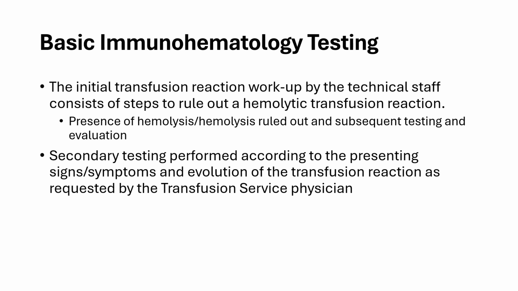For the clerical check, we're going to ensure proper patient-to-unit identification. We're also going to do a direct antiglobulin test, or DAT, the Coombs test. If it's positive, it may suggest an immune-mediated hemolysis. We're going to repeat the ABO and Rh typing on the post-transfusion specimen. As for the interpretation of the initial workup, if hemolysis is confirmed, we're going to treat it as an acute hemolytic transfusion reaction.